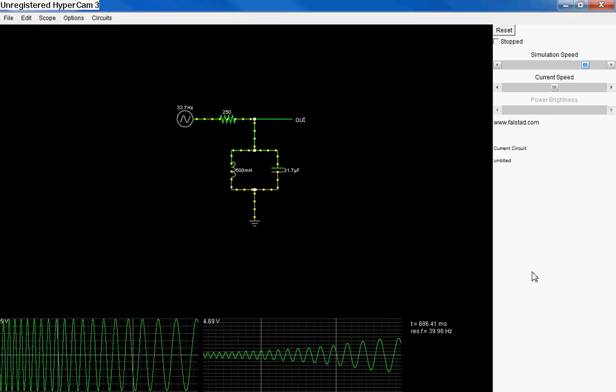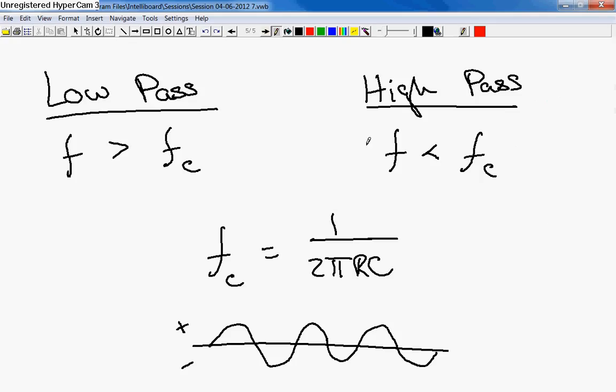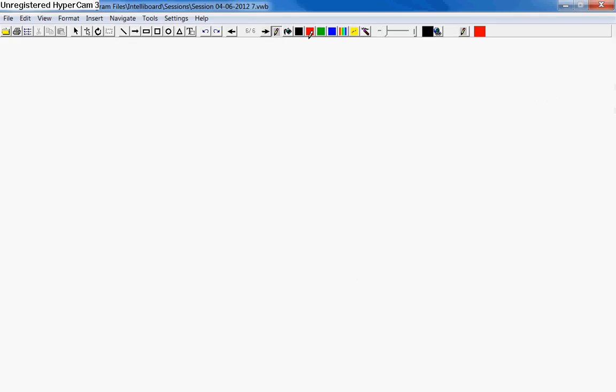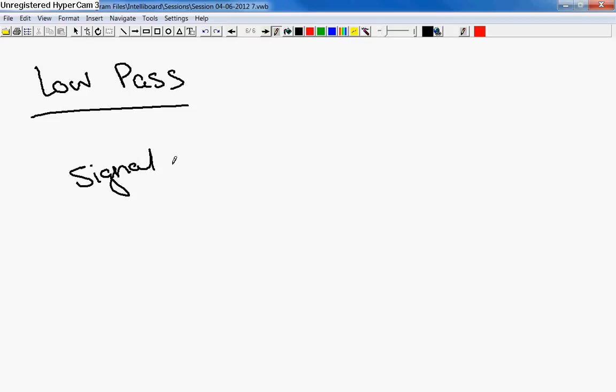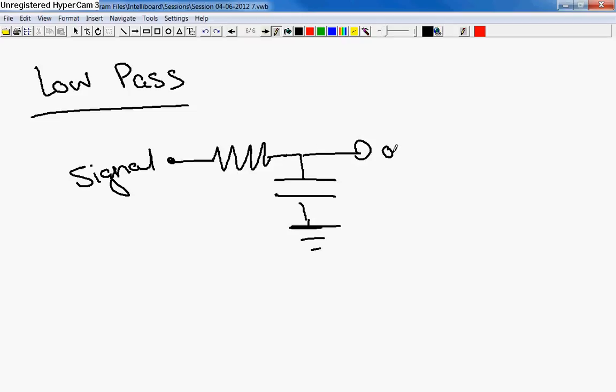So, oh, wrong one. There we go. So a low pass filter works because you have a signal and then you pass it through some resistor. You pass it through the capacitor, which is tied to ground. And this is not a polar capacitor. This is a nonpolar capacitor. And there's your output. So here's your C and here's your R.